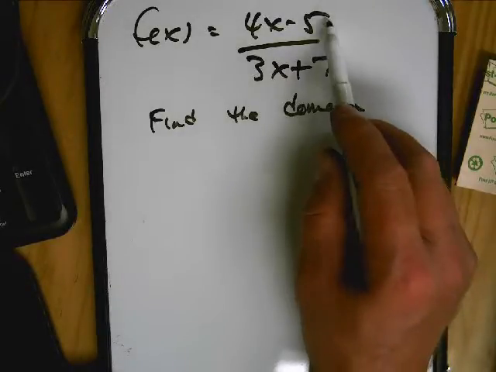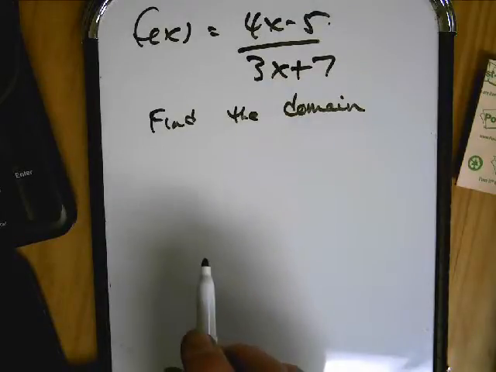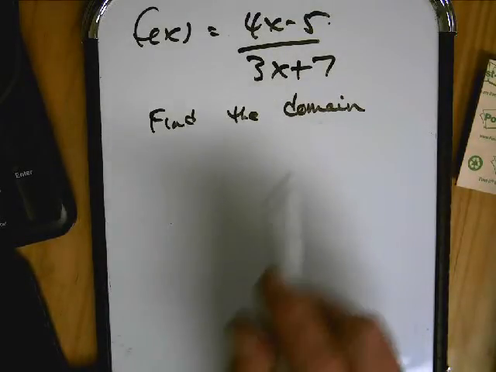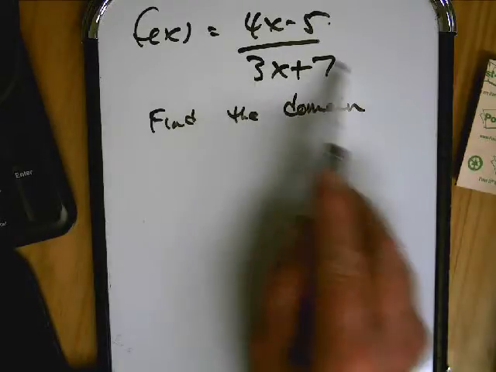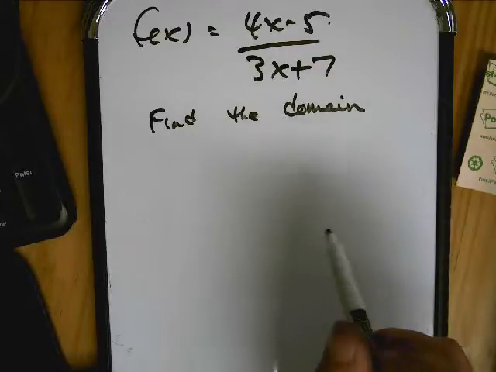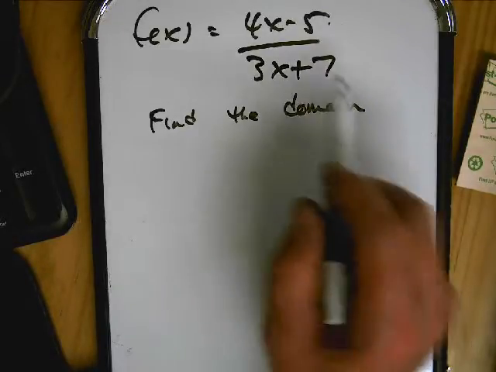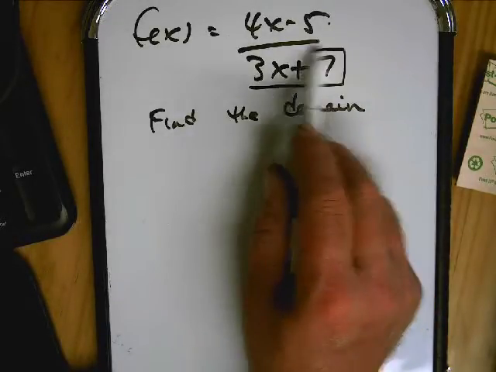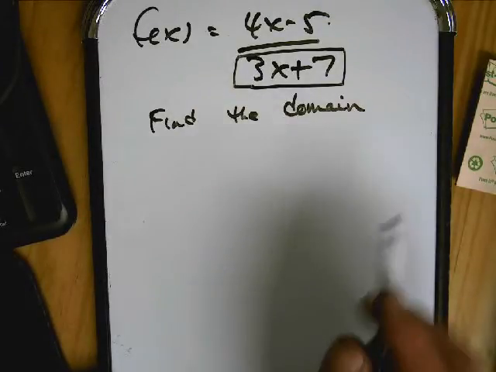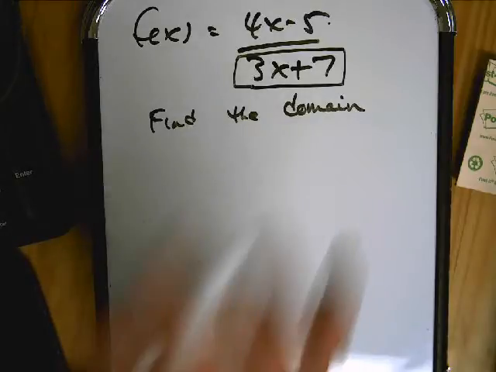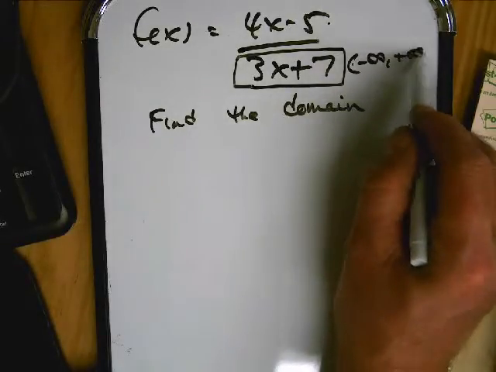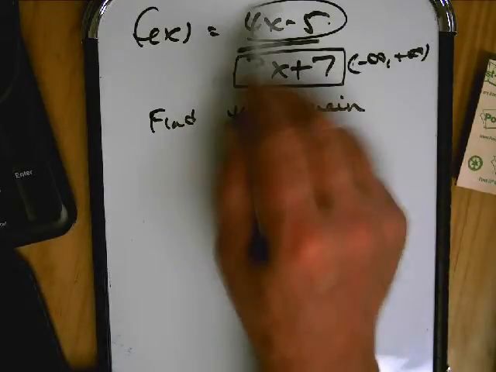Do we have any problems on the top of our fraction? No. That's just a linear function. It's fine. Let's just look at the denominator itself. Does it have any restrictions? No, it doesn't. The denominator by itself is a linear function, correct? So that's telling me that part itself is all real numbers, just like the top was, all by itself.